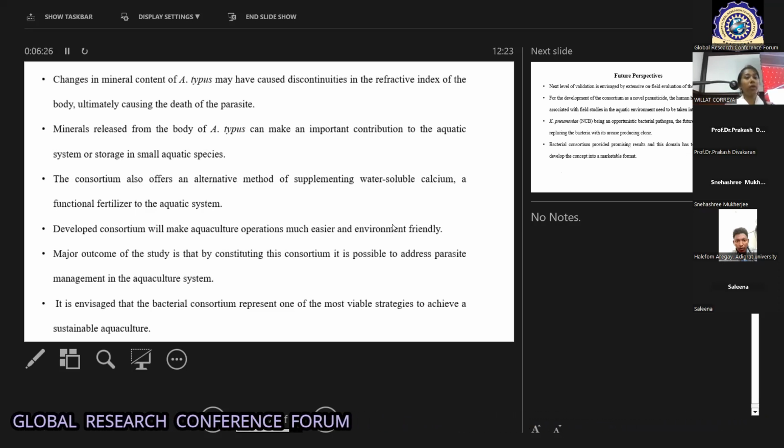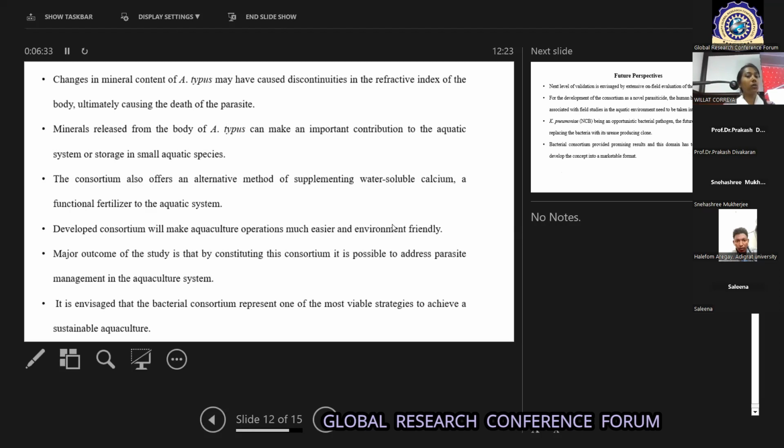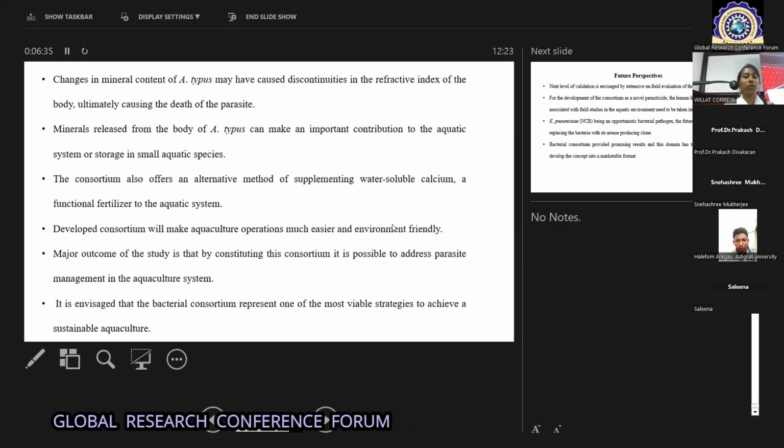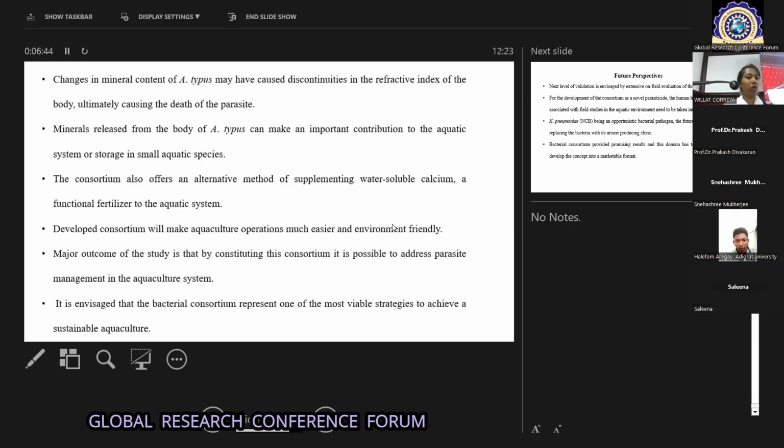Minerals released from the body of Alitropus typus can make an important contribution to the aquatic system or storage in small aquatic species. This consortium also offers an alternative method of supplementing water-soluble calcium, a functional fertilizer, to the aquatic system. The developed consortium will make aquaculture operations much easier and environment-friendly.